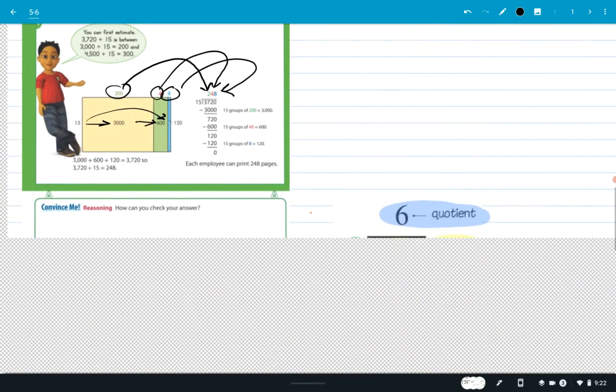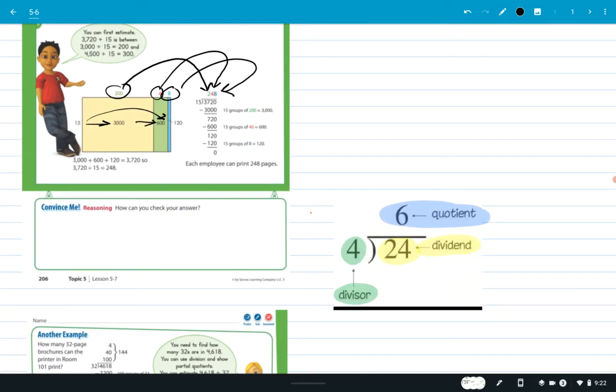One thing I don't think I have emphasized is the names of the different parts. I know quotient, I've told you many times, is the answer to a division problem. The dividend is what's being divided, and you can see that there. And then the divisor is what you're dividing it into. I just wanted to show you guys that. That's something that's going to come into play a little bit later on.